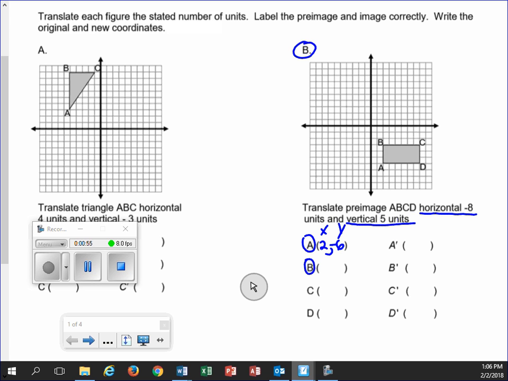For B, we'll go 2, 1, 2, 3, so 2, -3. And for C, we'll go 1, 2, 3, 4, 5, 6, 7, 8, and 1, 2, 3, so 8, -3. And then D should be 8 and -6.